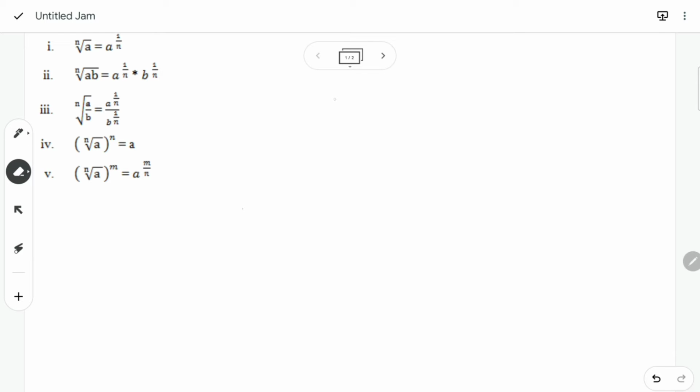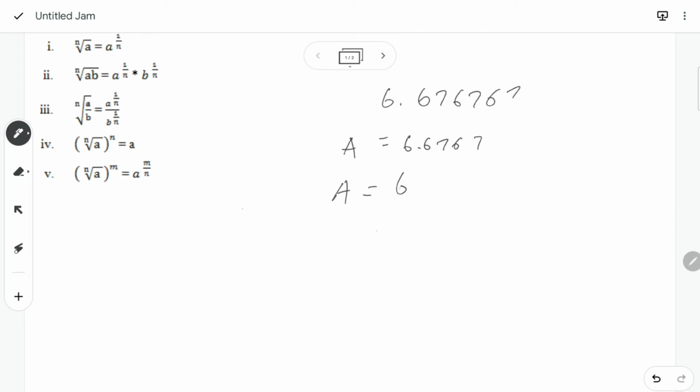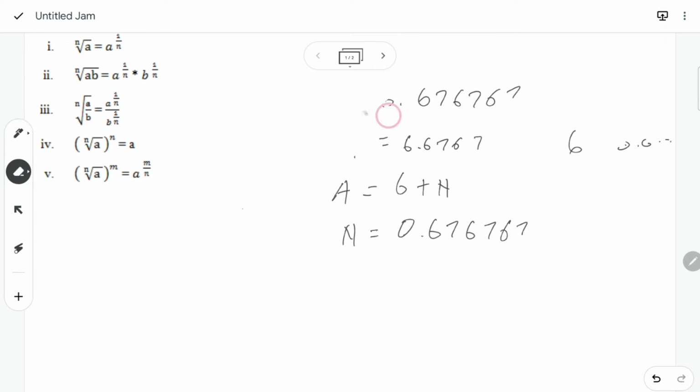Okay, but what if there's a number in front of that, like 6.676767? So for this, you're just going to create another variable to represent it, a, and a is equal to 6 plus n, where n is equal to 0.676767. So you're just going to separate the 6 and the 0.676767 and just use the same method that I did before.